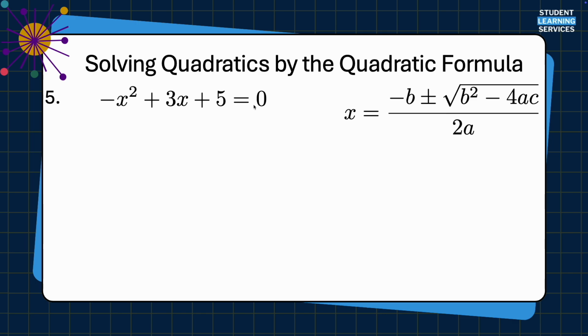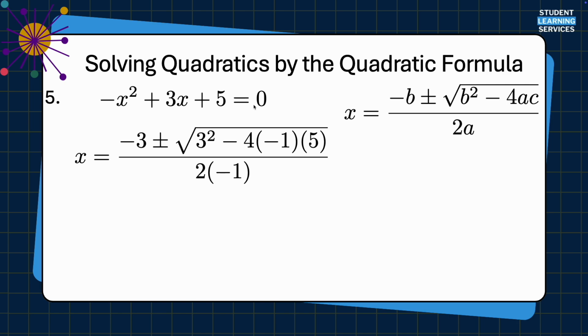Let's look at another example. Negative x squared plus 3x plus 5 equals 0. Pause the video and give it a try first. You should have this as the quadratic formula, which simplifies into negative 3 plus or minus the square root of 29 over negative 2. Because we don't have an integer value for the square root of 29 and it cannot be simplified further, this will be our final answer.